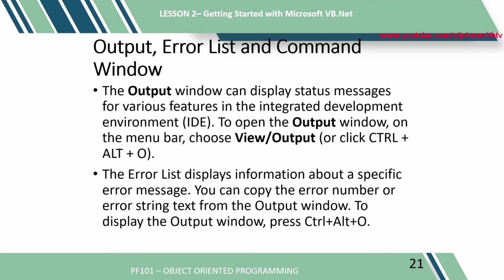Output, Error List, and Command window. The Output window can display status messages for various features in the Integrated Development Environment, IDE. To open the Output window, on the menu bar, choose View, Output, or press Ctrl+Alt+O. The error list displays information about a specific error message. You can copy the error number or error string text from the Output window. To display the Output window, press Ctrl+Alt+O.